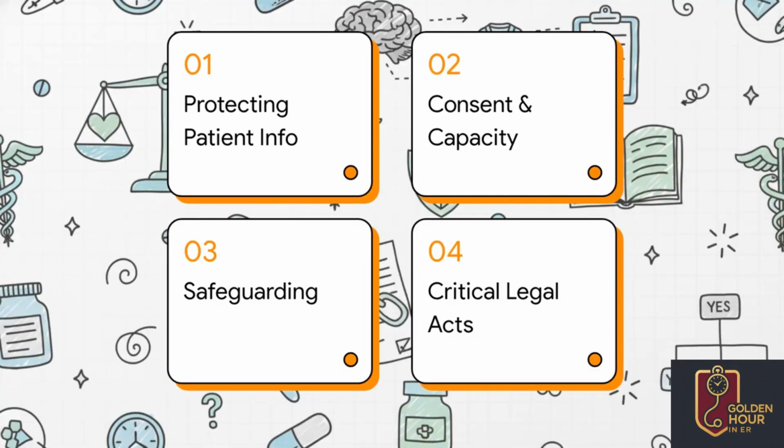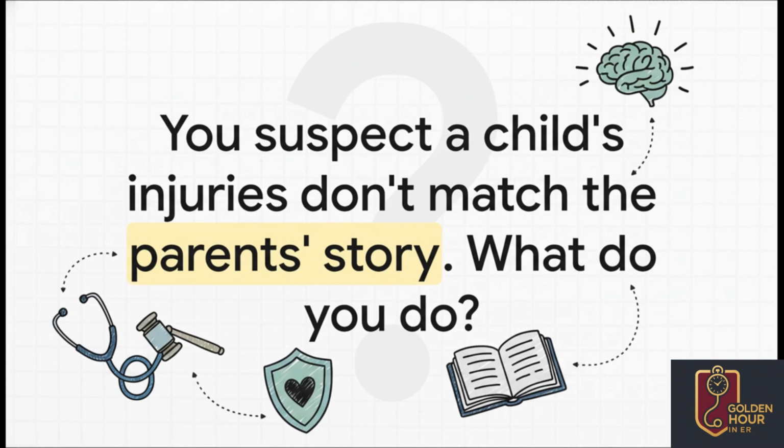Okay, so here's our game plan. We're going to tackle 4 key areas that are pretty much guaranteed to show up on your exam: patient info, getting consent, safeguarding, and a couple of major laws you really can't get mixed up. Let's just dive right in with a classic exam scenario to get the gears turning. This is exactly the kind of tough call SLO 7 is all about, where knowing the rules isn't just about passing an exam, it's about doing the right thing for your patients.